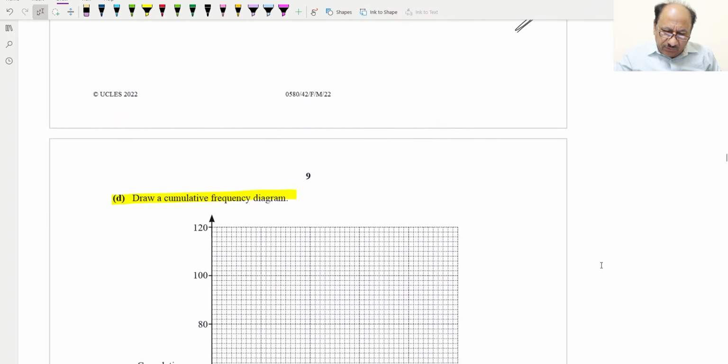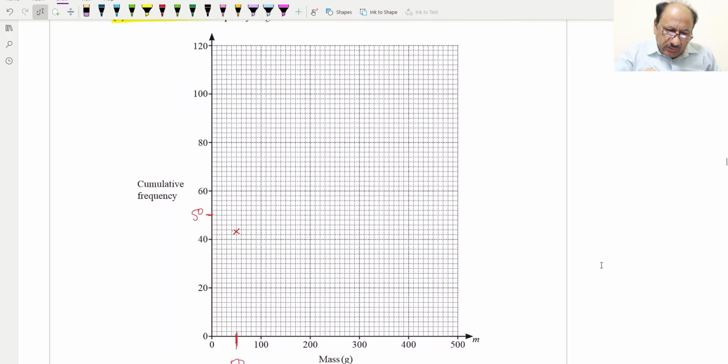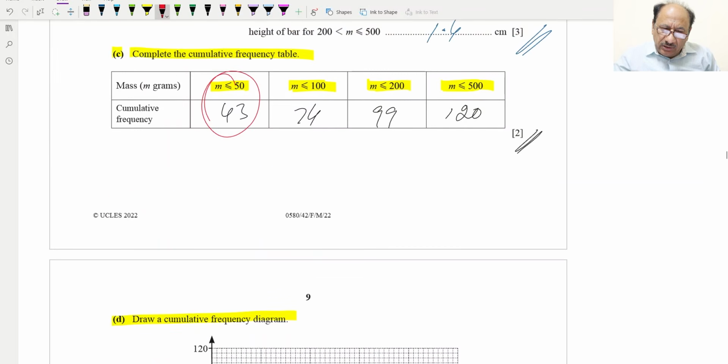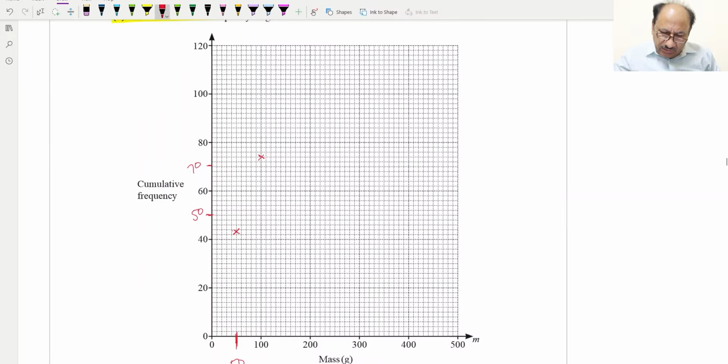And the next number is what? Up to 100 is 74, so 100 is 70. 70 will be the middle point, but we require 74, so 74 will be this one. So we got 74 as well. Now 200 is 99.